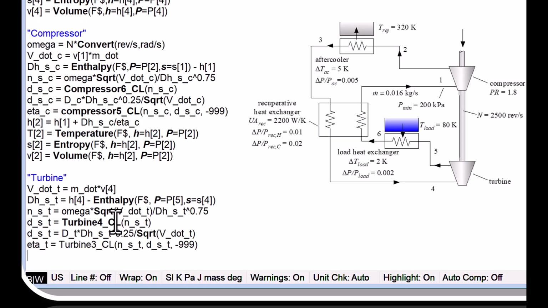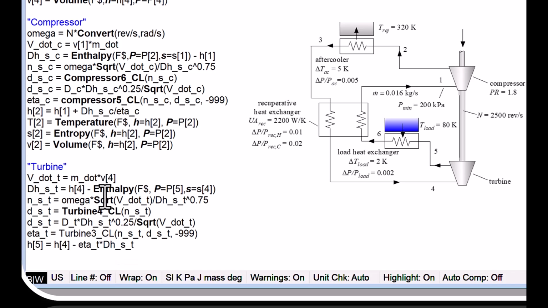And then finally, now that I know the efficiency, I can figure out state. I guess it would be 5, right? So H5 is equal to H4 minus eta T times DHST. I know H and P, I can get everything else. So T5 equal to the temperature of neon at H equals H5 and P equals P5.